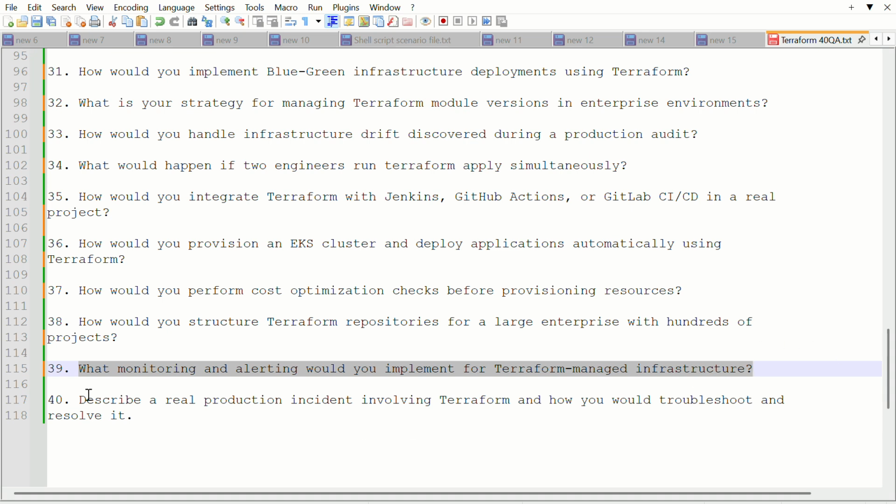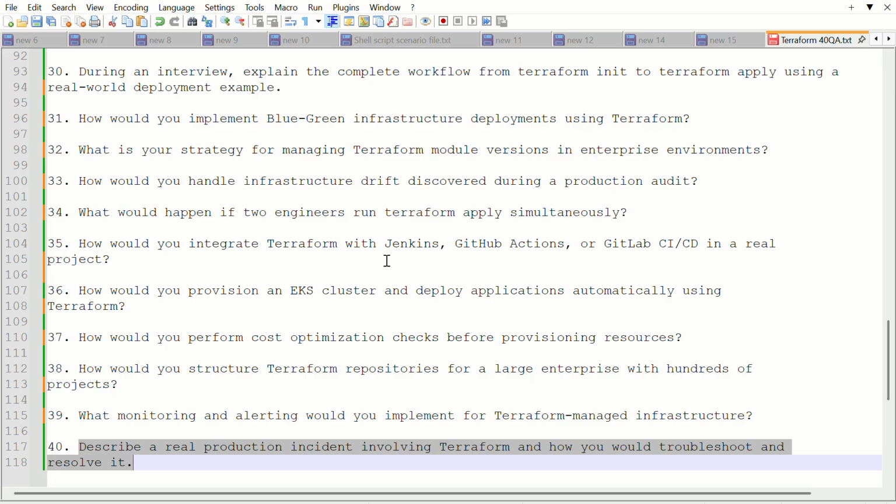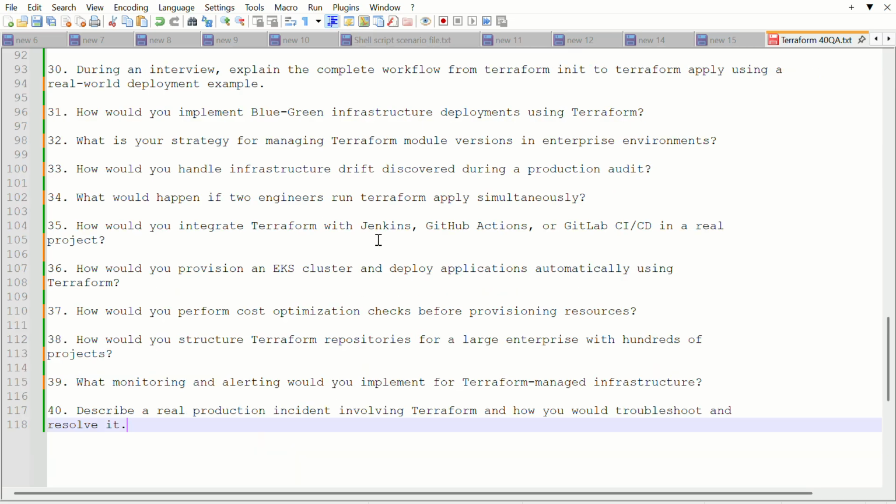Last one in our part 2 video, describe a real production incident involving Terraform and how you would troubleshoot and resolve it. If you get a production incident completely related to Terraform, because you are provisioning and managing the infrastructure through Terraform only, is there any real time scenario? If so, what are the troubleshooting steps, how do we fix it, and how would you prevent its occurrence in future? So these are the next 20 questions which we are discussing in part 2.